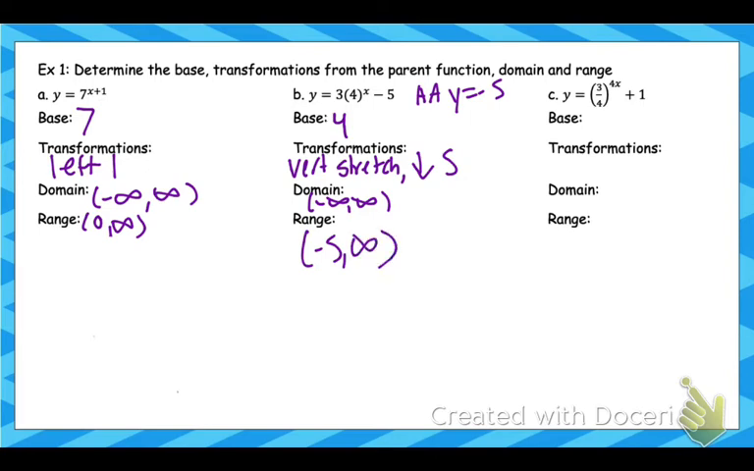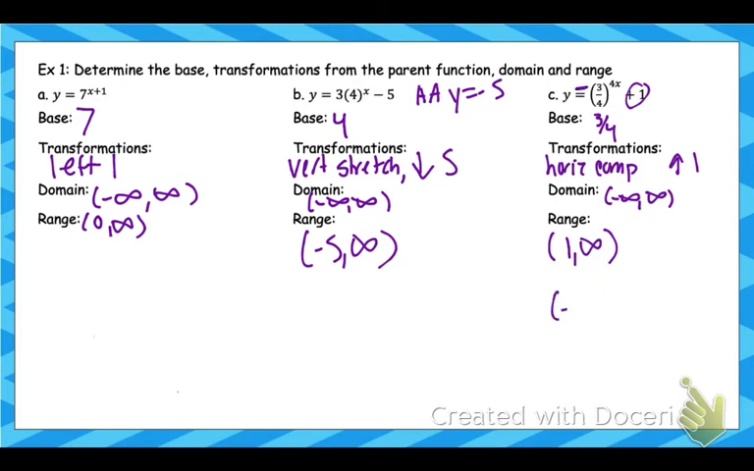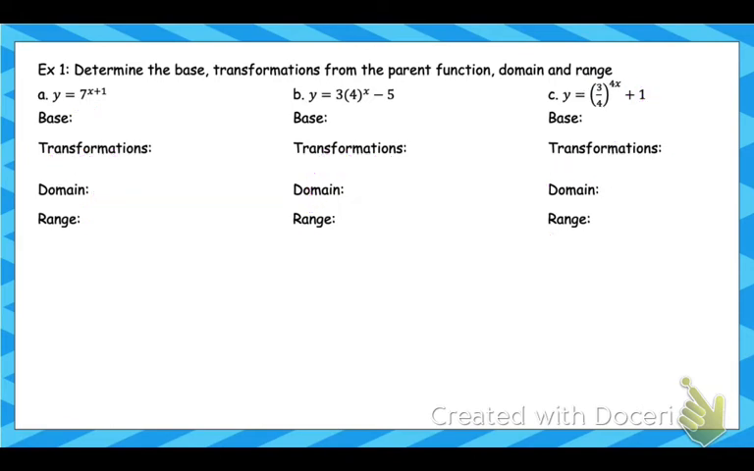All right, and then finally, I have a base of 3/4. That 4 up there in the exponent is a horizontal change. Specifically, that is a horizontal compression. And then that plus 1 is a shift up 1. Domain has not changed. Range, because it's shifted up 1 and it has not been reflected, is from 1 to infinity. Now, if there was a negative out in front there, it would be from negative infinity to 1. All right, so let's go ahead and actually sketch some graphs now.